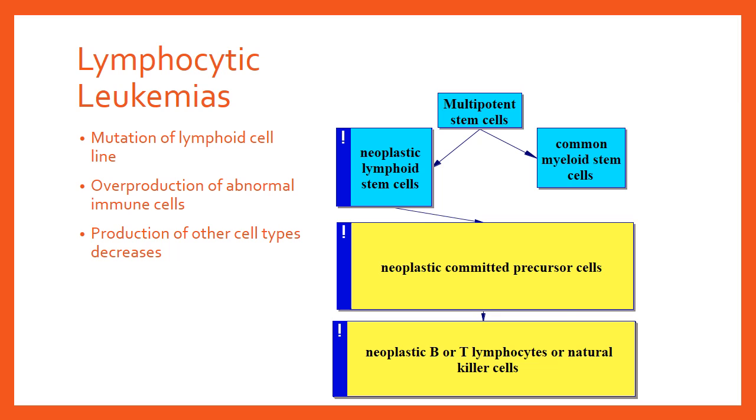Again, the committed precursor cells will at this time be neoplastic because they came from the neoplastic lymphoid stem cells, and the neoplastic committed precursor cell will give rise to neoplastic B or T cells or natural killer cells. So the same thing happened here. Abnormal cell production will increase while normal cell production will decrease, because again abnormal malignant cells require lots of energy.